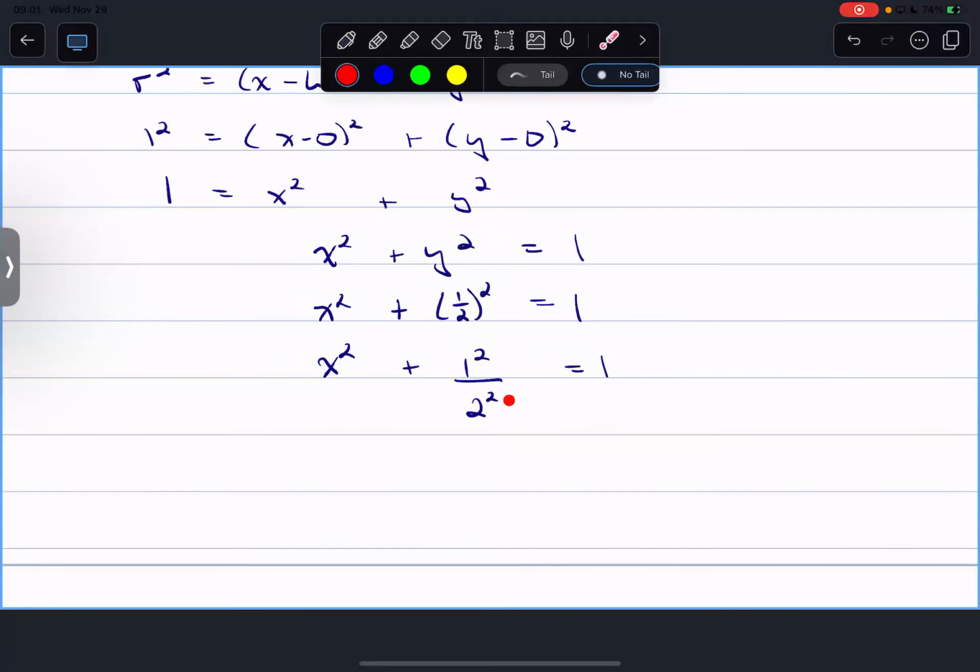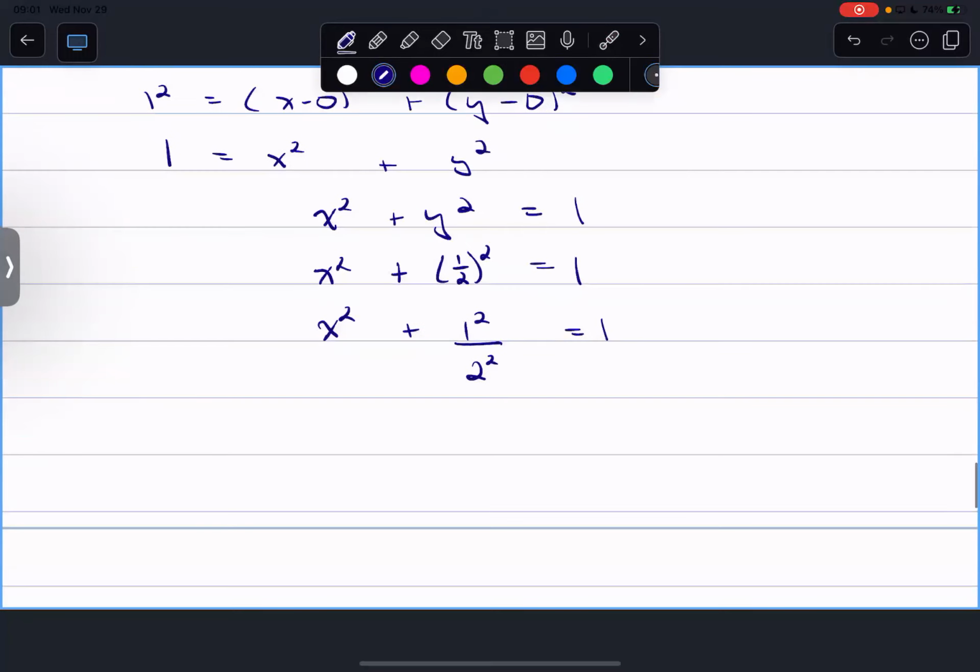This is going to be 1/4, right? You can use your calculator too, if you wanted to. And so x squared is going to be 1 minus 1/4. Practice our fractions: adding, subtracting fractions, I have to have a common denominator.